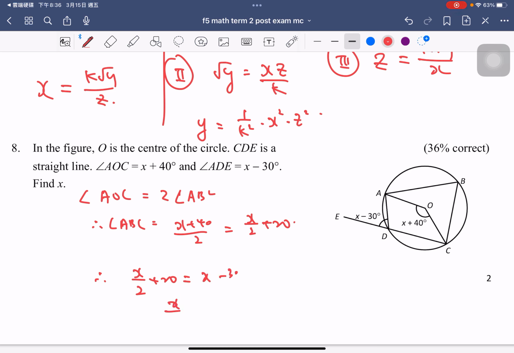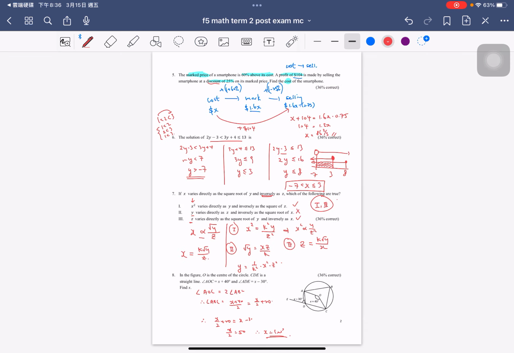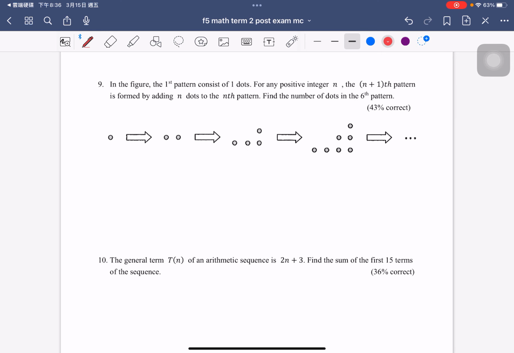So I can say x over 2 is equal to 50, so that we have x is equal to 100 degrees. Okay, so let's move to the next question, question 9. There are a lot of dots, and they're asking to find the number of dots for the 6th pattern. So you can see from here, just count the dots.